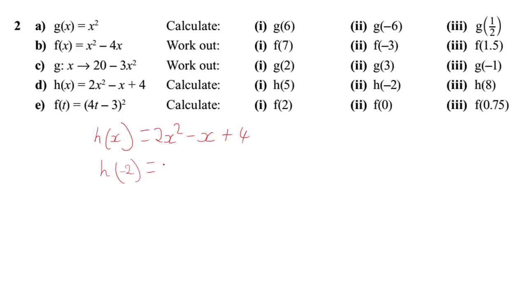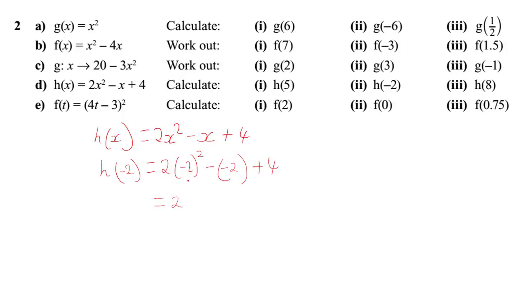equals 2 times -2 squared minus bracket. I just like to put brackets when I have a minus. So x is minus 2, and then I've got 4 there. You can put this in your calculator exactly like I've typed it in here. So when you do your calculator, type it exactly like I've done there.